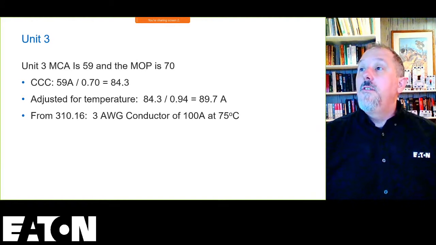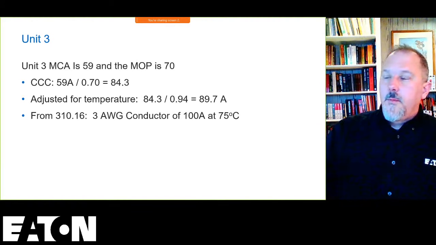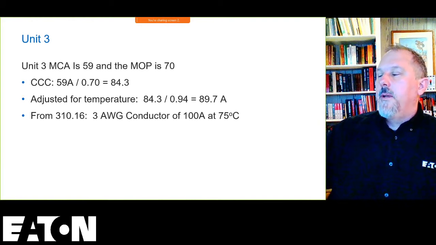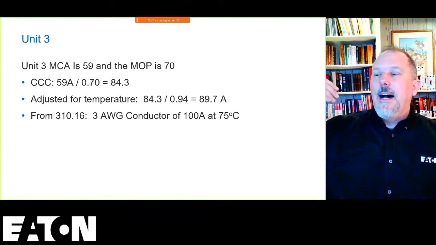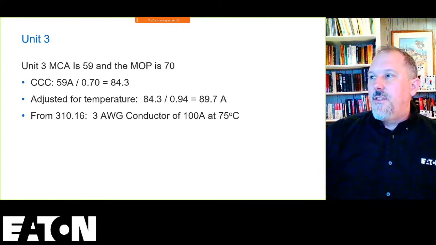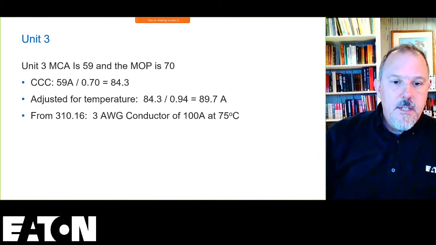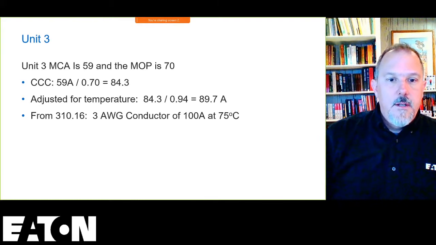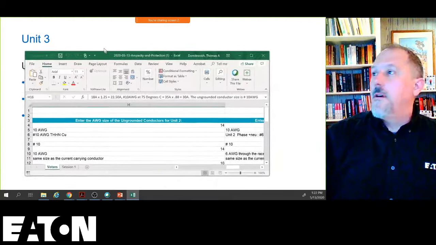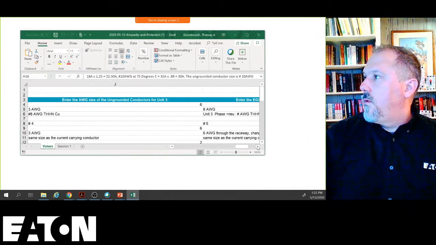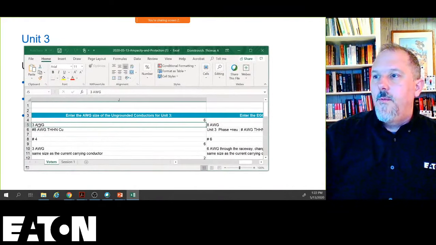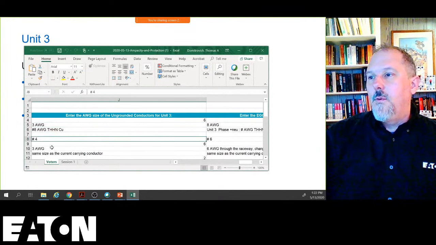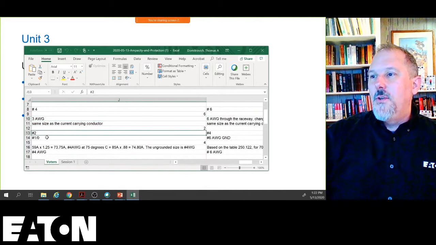Unit 3. So unit 3 is 59 amps for your minimum circuit ampacity. I, again, do the multipliers. Divide that by 0.7, I get 84.3. I adjust for temperature, divide by 0.94, I get 89.7. I go to 310.16, and I get a 3-gauge conductor for 100 amps. So let's take a look at what our Excel spreadsheet says for unit number 3, ungrounded conductors. I said a 3. We got a 3, we've got an 8, we have a 4, we have a 3, we have a 2, we have a 1-odd. Wow.